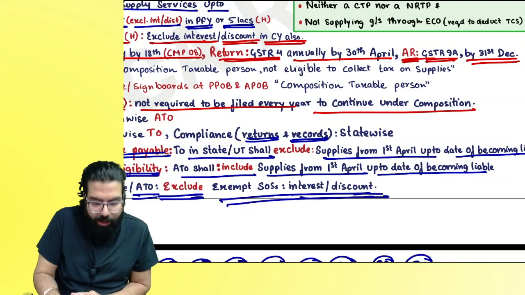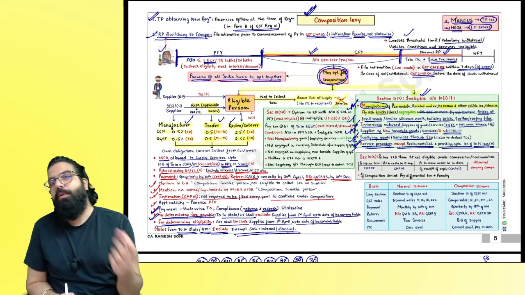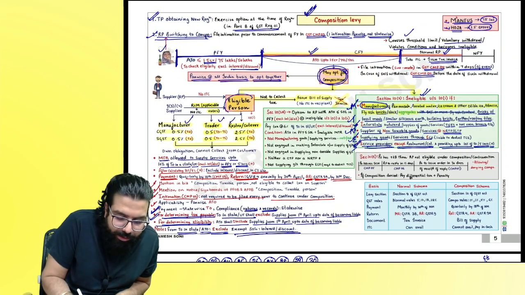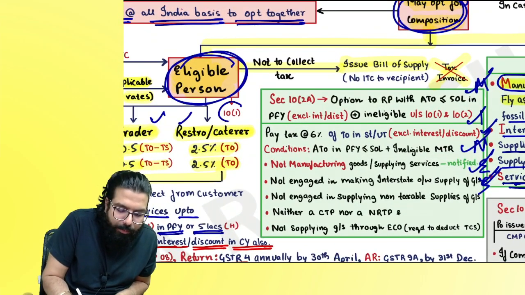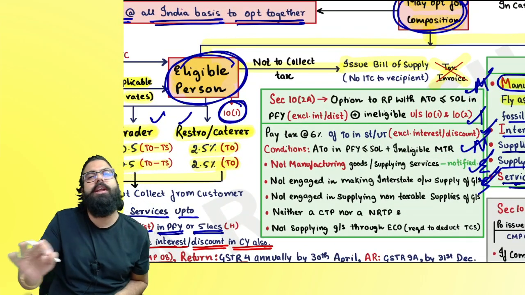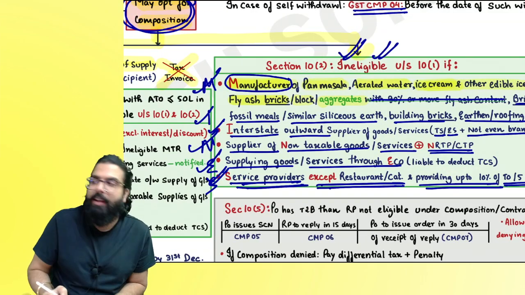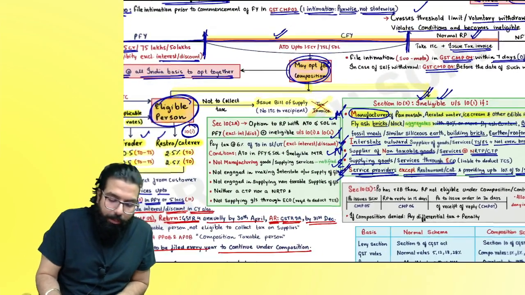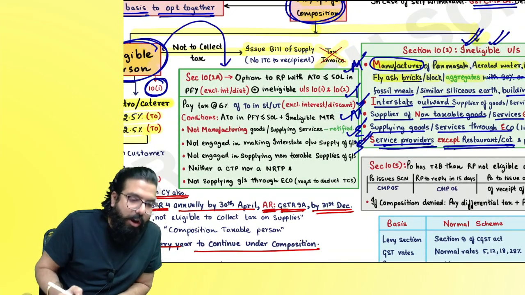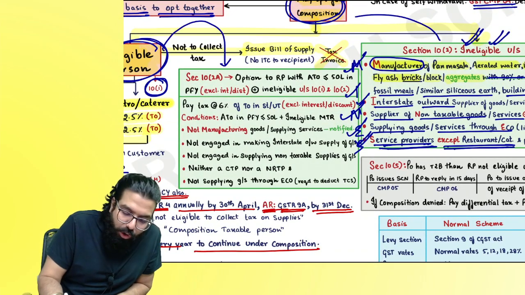Can we go ahead, everyone? Now, if you are a person who is ineligible under section 10.1, that is, you are not eligible as a manufacturer, trader, or restaurant, or you are ineligible under section 10.2, then the government went ahead and told you will be given an option under section 10.2a.